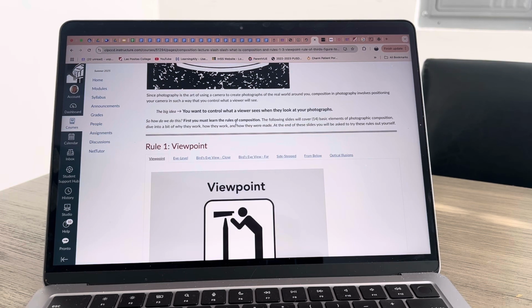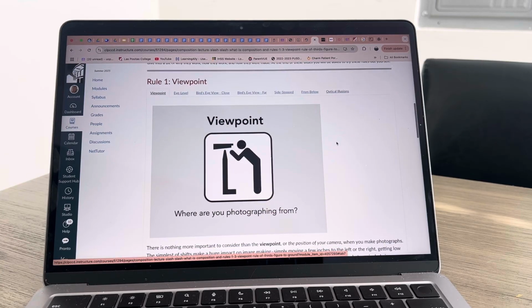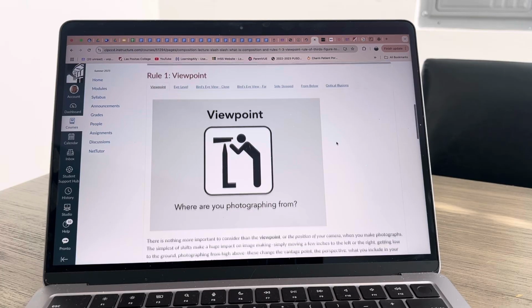First, you must learn the rules of composition. The following slides will offer 14 basic elements of photographic composition, and dive into a bit of why they work and how they work and how they were made. At the end of these slides, you will be asked to try these rules out for yourself. Okay, rule 1, viewpoint.